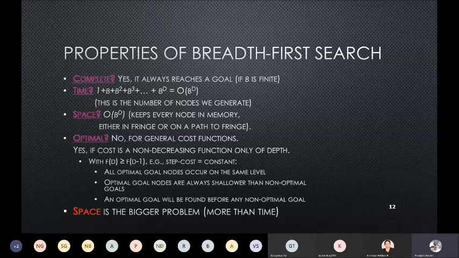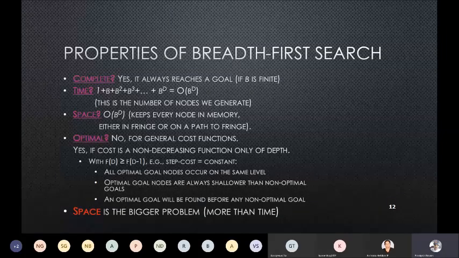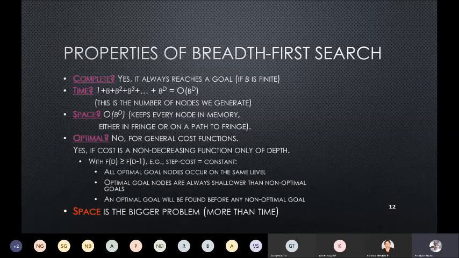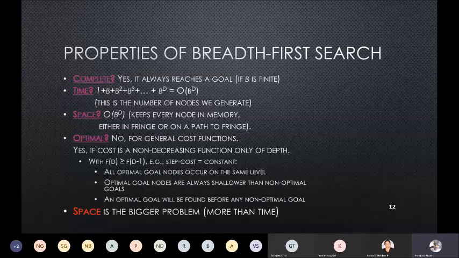So that's why the space complexity is important. Time complexity will tell how quickly it will bring you to the goal state. Space complexity means how much computer memory space it will take.